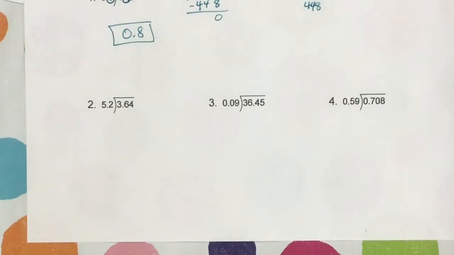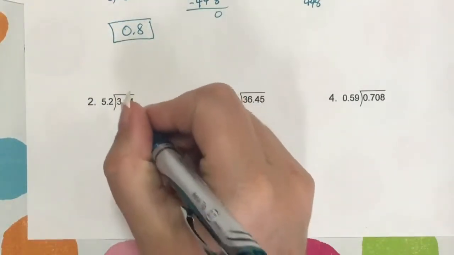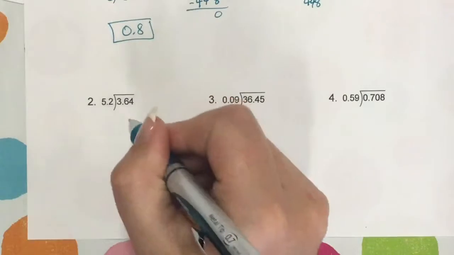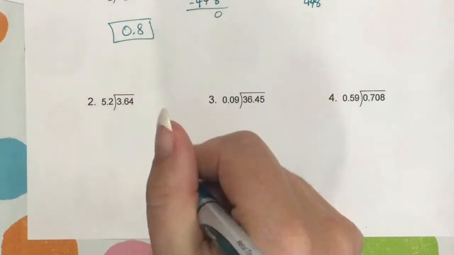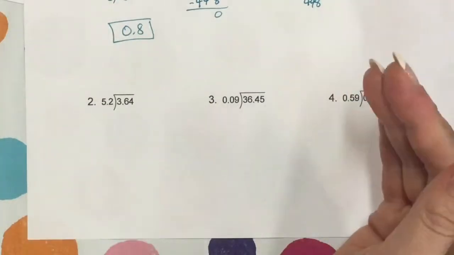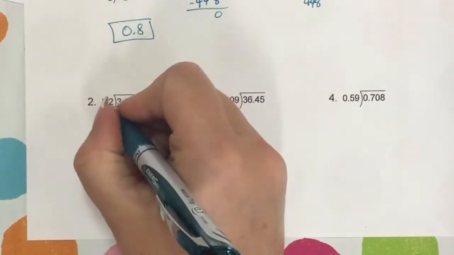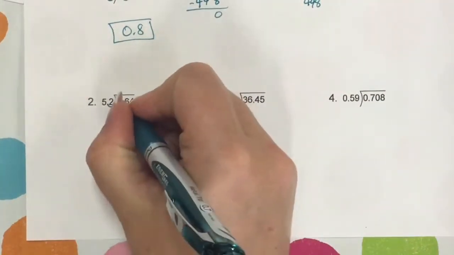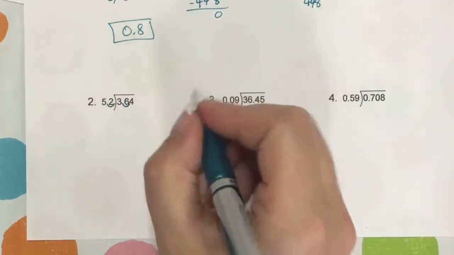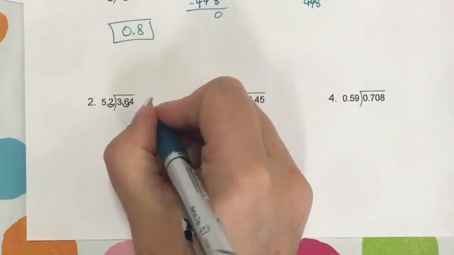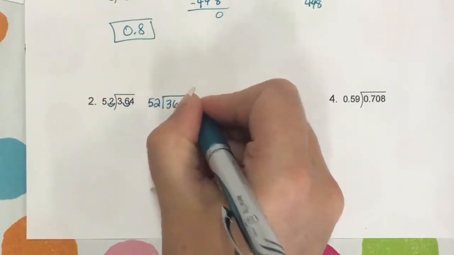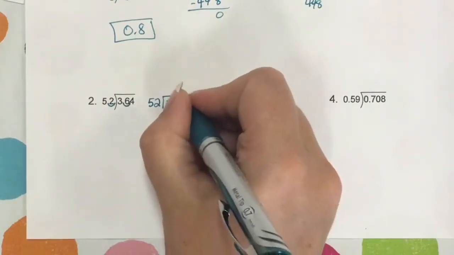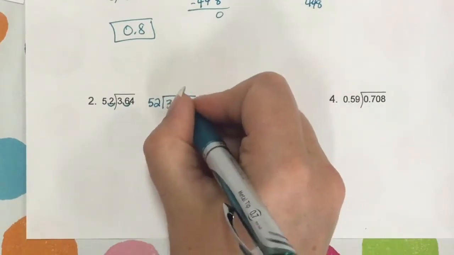All right, we're back with number 2. We have 3.64 divided by 5.2. We're dividing decimals. And the one thing you always have to remember when you're dividing decimals is that you can never divide by decimals. So we have to get rid of the decimals. So we're going to move this over 1 place, move this over 1 place. And we actually end up with 52 divided by 36.4. And this decimal is just going to go directly above right there.